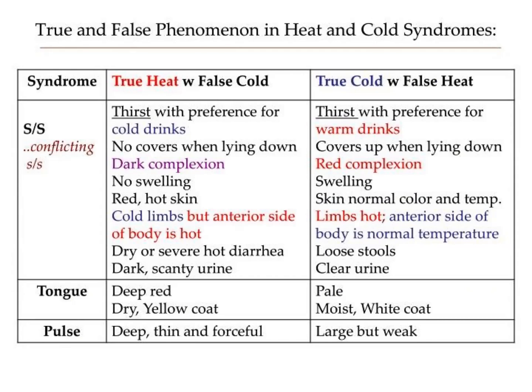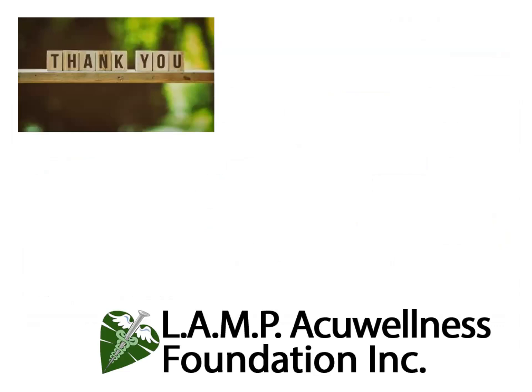And here in true cold with false heat, signs and symptoms are thirst with preference for warm drinks, covers up when lying down, red complexion, there is swelling, then the skin has normal color and temperature. Limbs are hot, but anterior side of the body is normal in temperature. And then loose stools and clear urine. Tongue is pale, moist with white coat, and then the pulse is large but weak. That's all. Thank you so much for listening.